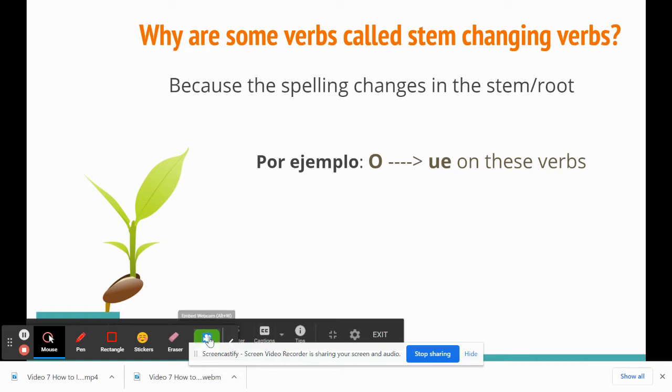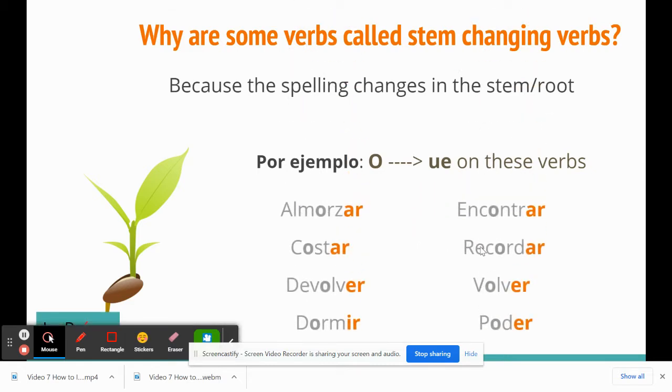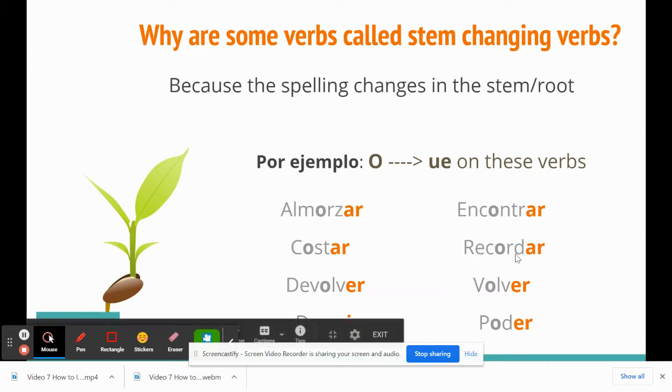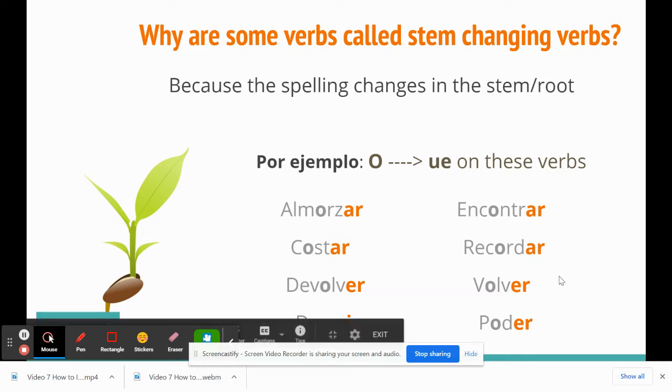Okay. So, why are some verbs called stem changing verbs? Because the spelling changes in the stem or root. Por ejemplo, O to UE on these verbs. So all that is happening is that the O on all of these verbs is going to change to UE. Now, is the O going to change to UE for all of the conjugations? No. That's why we are going to look at this more in depth.